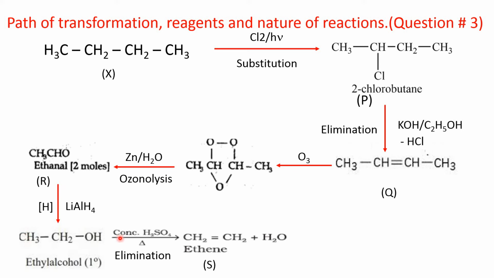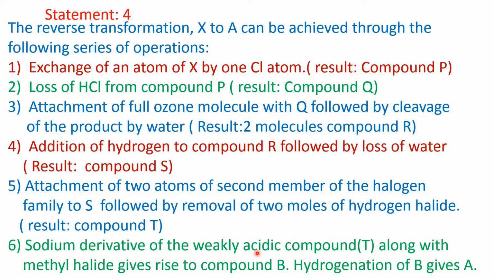And when alcohol is treated with concentrated sulfuric acid at 170 degrees centigrade temperature, then water is eliminated. That is elimination reaction or dehydration reaction, whereby this alkene is formed. So from ethanol, ethene will be formed. That is our compound S. Now fifth point. Attachment of 2 atoms of second member of the halogen family to S, that is to compound S, followed by removal of 2 moles of hydrogen halide, which results in compound T.